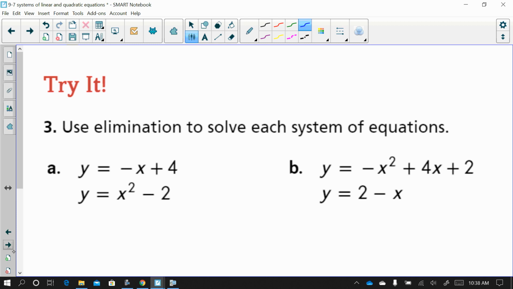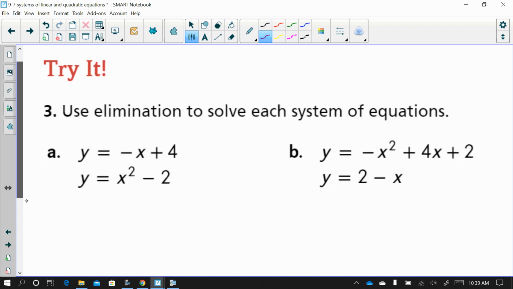Okay, your turn. Please pause the video and try to solve these. Okay, I'm going to go ahead and go through it. Hopefully you took the time to do this.